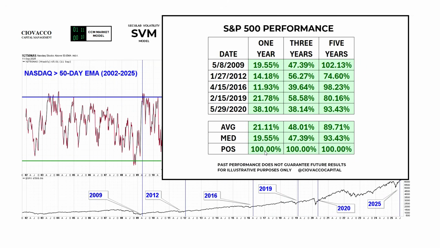Subsequent S&P 500 performance. All 5 cases, the market was higher a year later, 3 years later, and 5 years later. Median gain 1 year out, almost 20%. 3 years out, a hair over 47%. 5 years out, an eye-popping 93%.